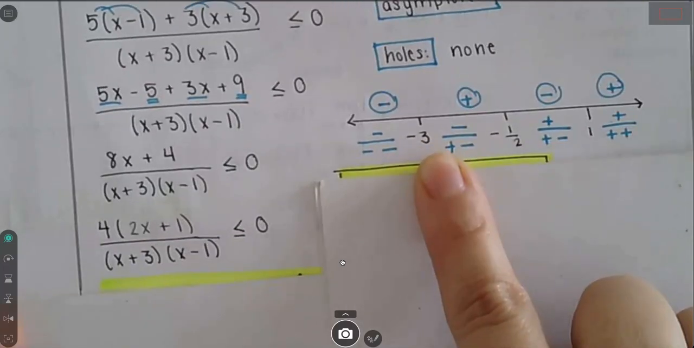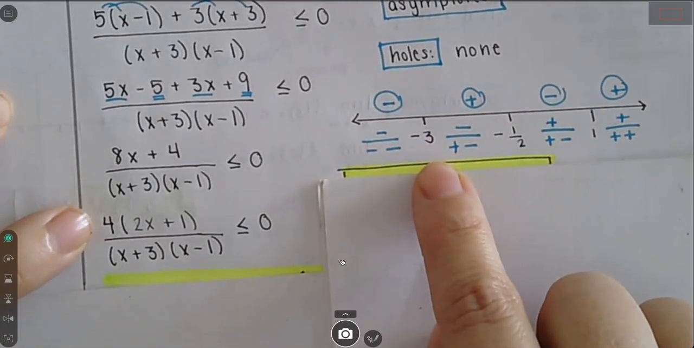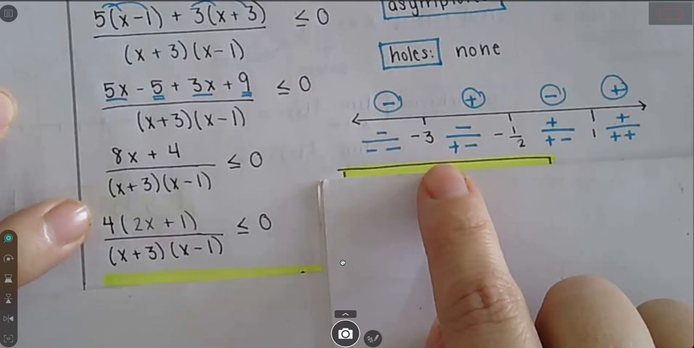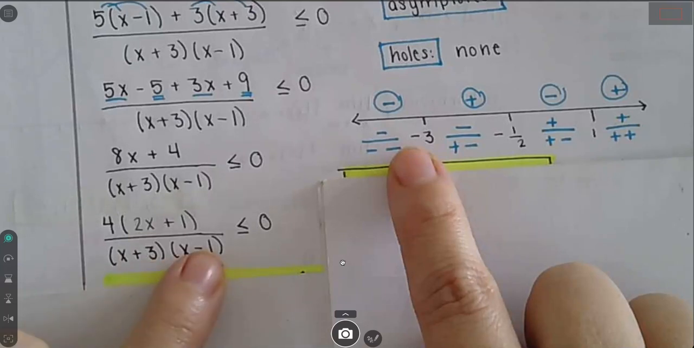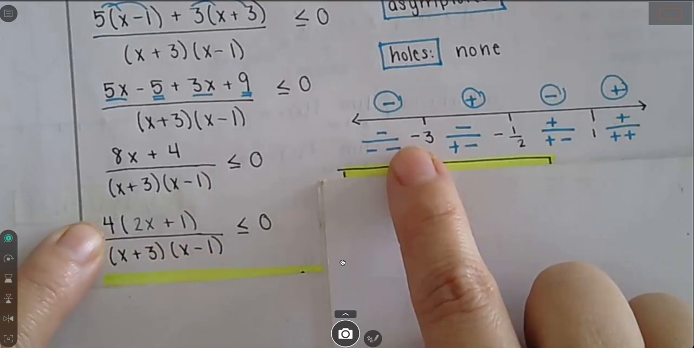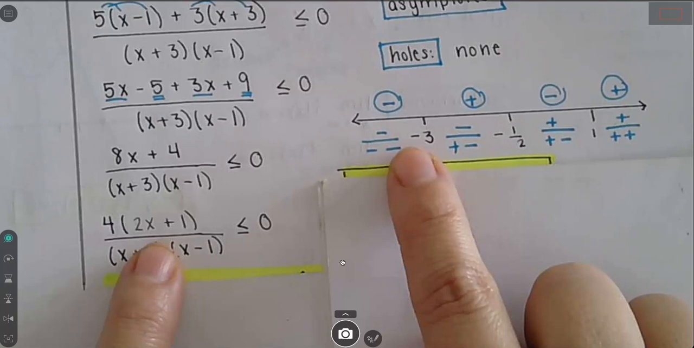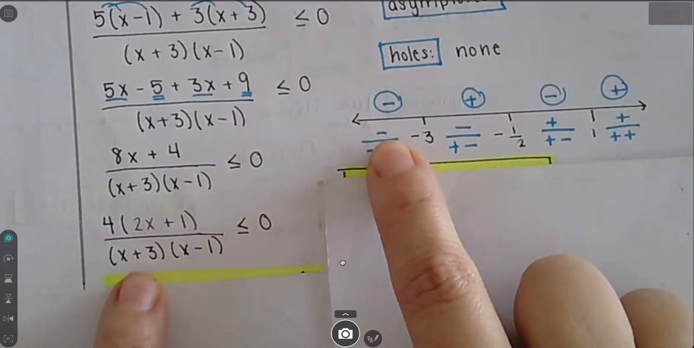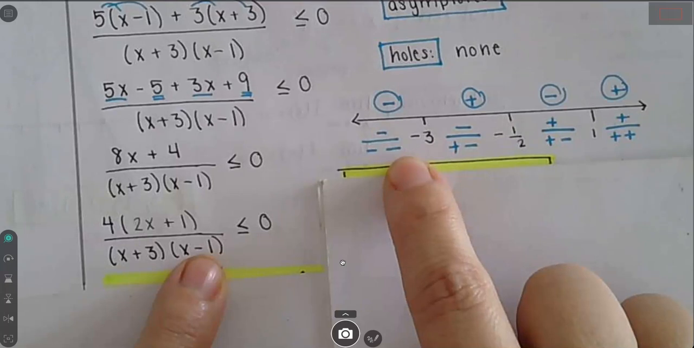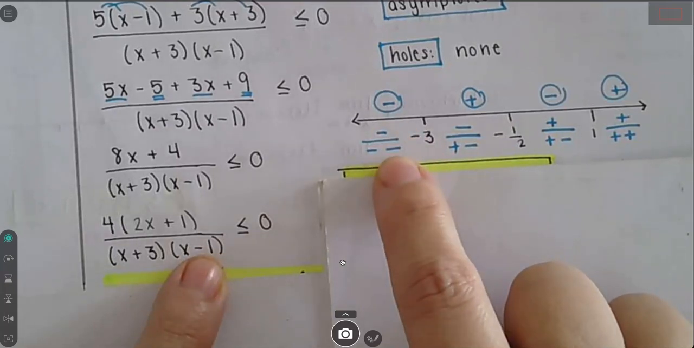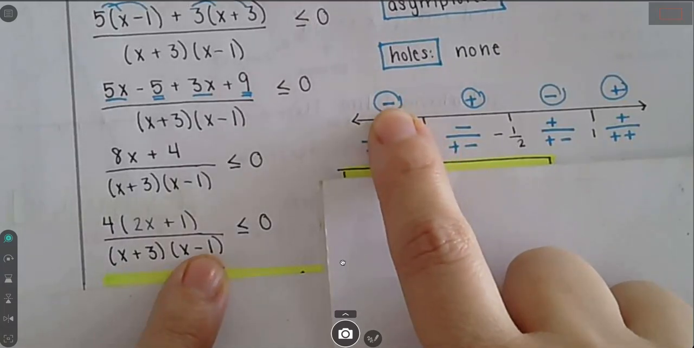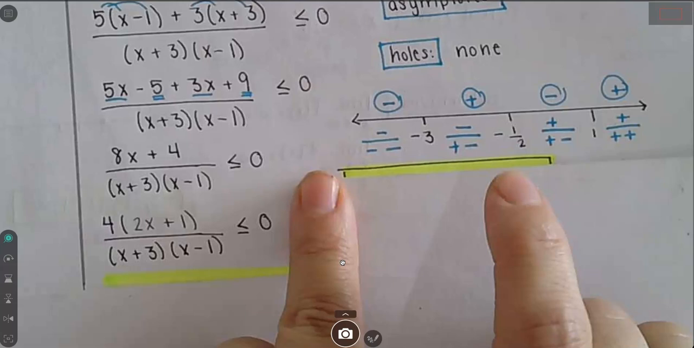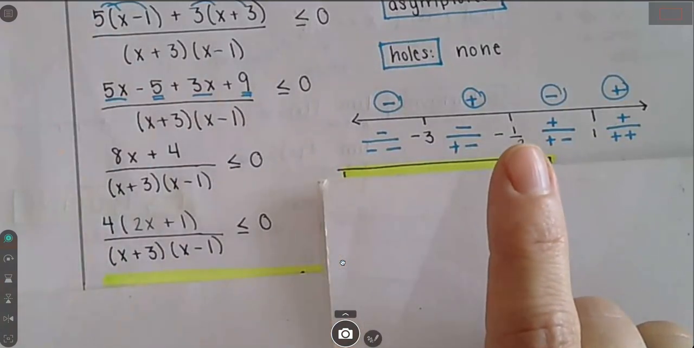What you want to do is mentally decide, if I was to plug in -5, am I going to get a positive value or a negative value for each of these factors? 4 is going to be positive no matter what you plug in. So if I plug in a -5, I'm going to get a negative on top. I'm going to get a negative here. I'm going to get a negative here. A negative times a negative is a positive, and a negative divided by a positive is negative. So the function is negative when it's less than -3. So from negative infinity to -3, the function is less than 0.